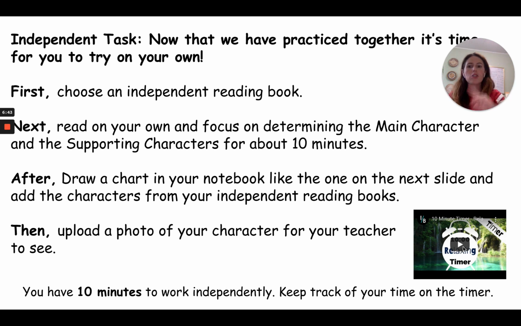After, you're going to draw a chart in your notebook like the one I'll show you on the next slide. And then you can add characters from your own independent reading books. Okay, so just like we did with Poppleton on the last slide, you're going to do it with your own books. When you're done, make sure you take a picture and upload it with your slides for your teachers to see your work.